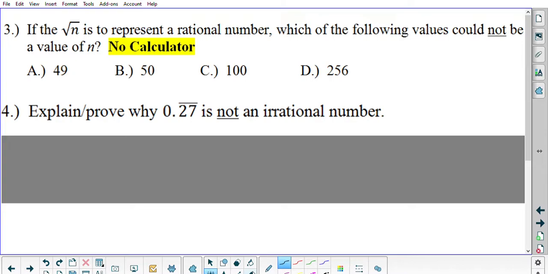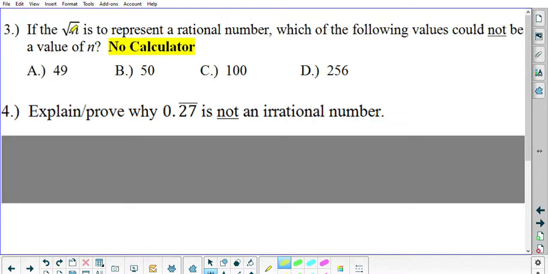All right, so I'm going to go over these now. I hope you've already done these on your own. If not, you better hit pause now. So here I go. Problem number 3. If the square root of n is to represent a rational number, which of the following values could not be a value of n? It says no calculator.